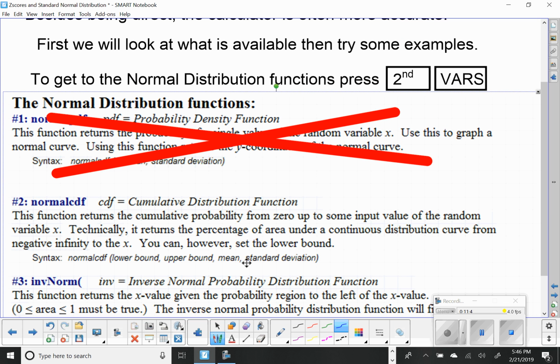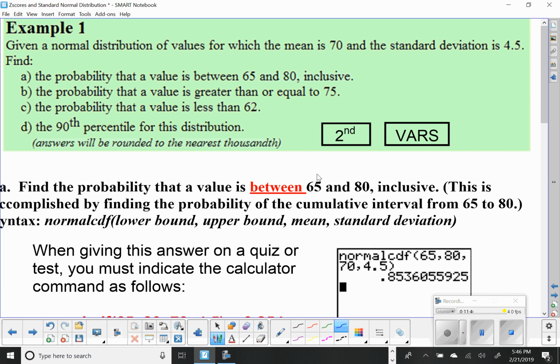Let's get rid of that for right now. We're not going to look at the inverse norm. We are going to look down here at some examples. It's a little bit easier to do.